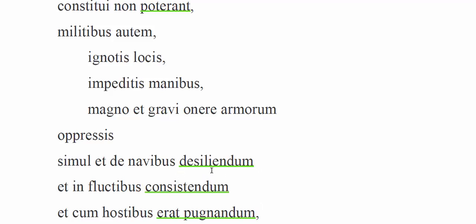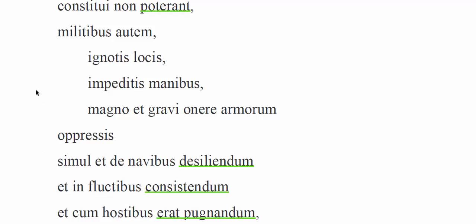So our men had to jump, and in the waves they had to stand, and with the enemy they had to fight. And again, the reason this is erat pugnandum, consistendum, desiliendum is because this is being used as an impersonal, so if you wanted to translate it absolutely literally, you might say, there was the need for jumping, standing, fighting by our troops. So these are all the things that our troops need to do. They need to jump out of the ship, stand up in the waves, not drown, and fight with the enemy.